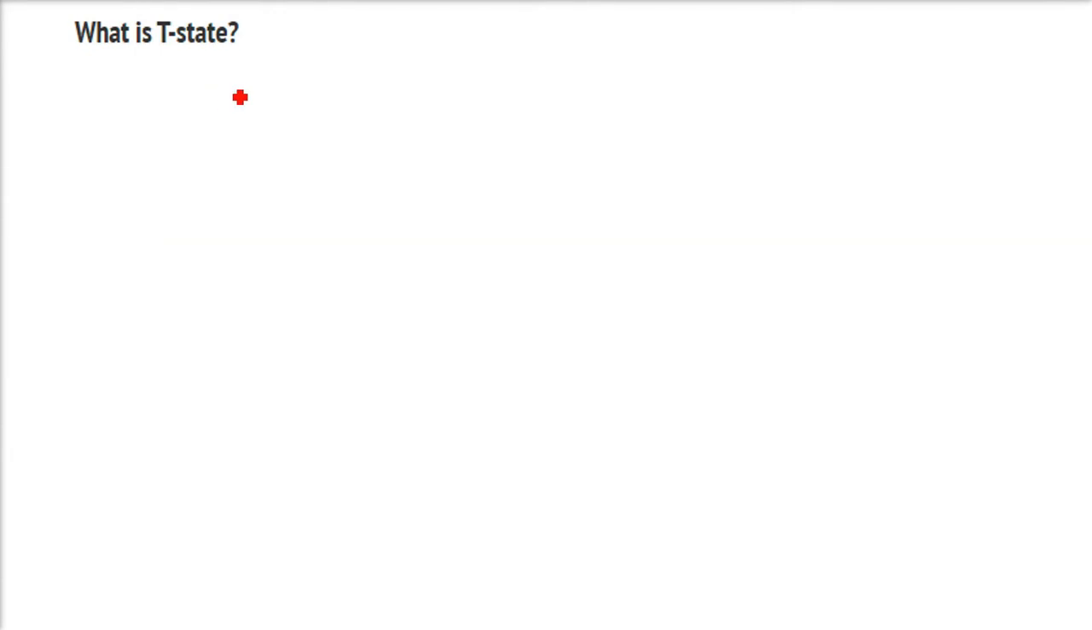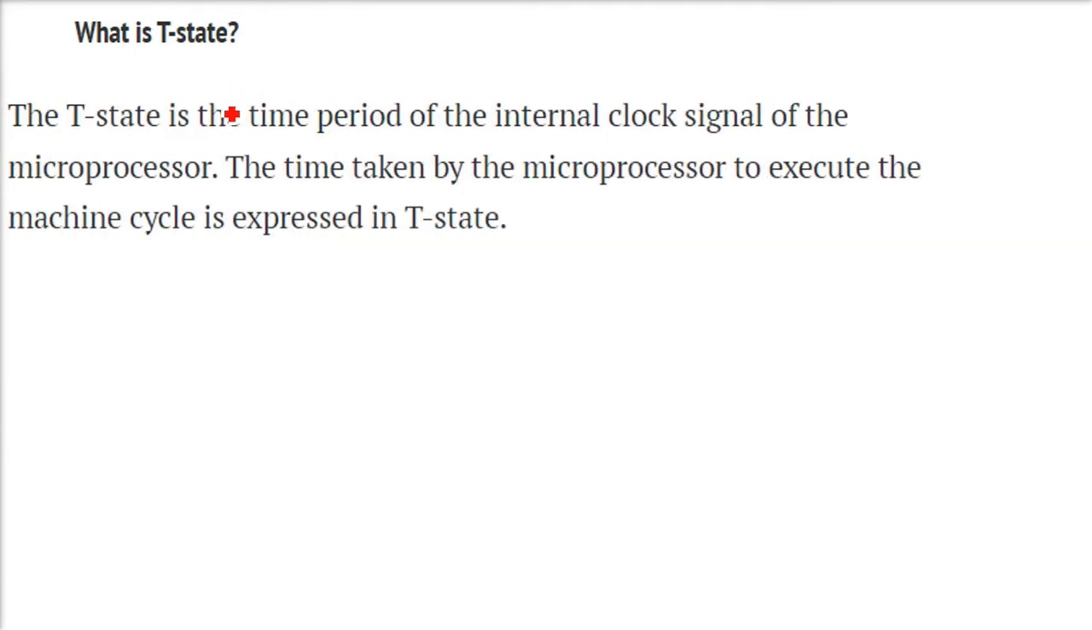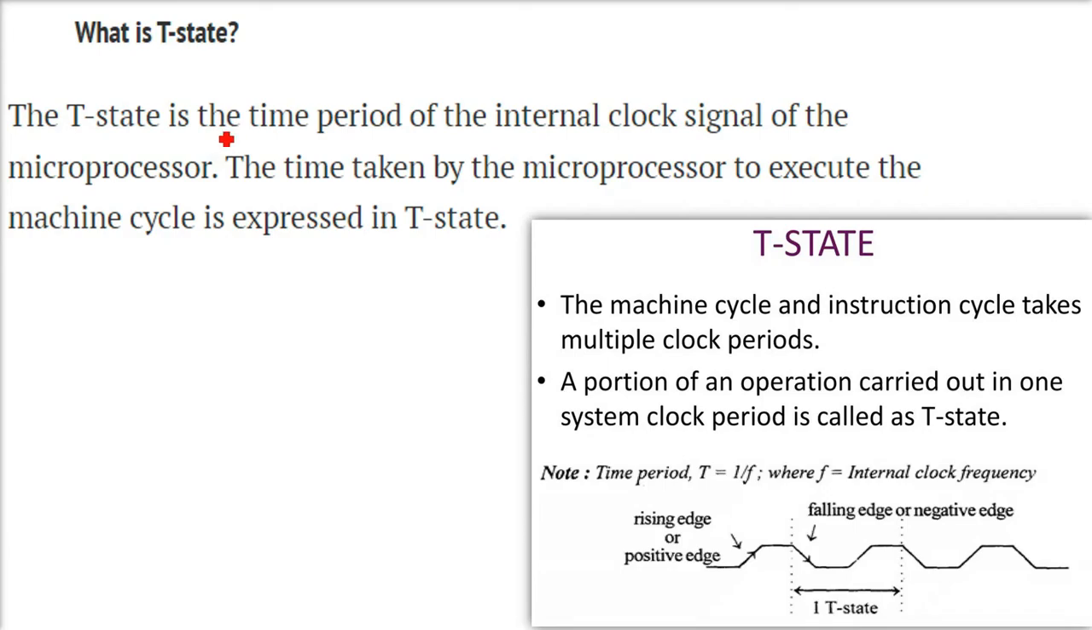What is a T state? This is all related to the clock frequency. Every microprocessor has some clock frequency. So the machine cycle and instruction cycle take multiple clock periods. They may take 1, they may take 2 or more. The T state is the portion of an operation which is carried out in one system clock period. Let me explain what part of the operation is done in one system clock, which is identified by the system frequency. This is called a T state.